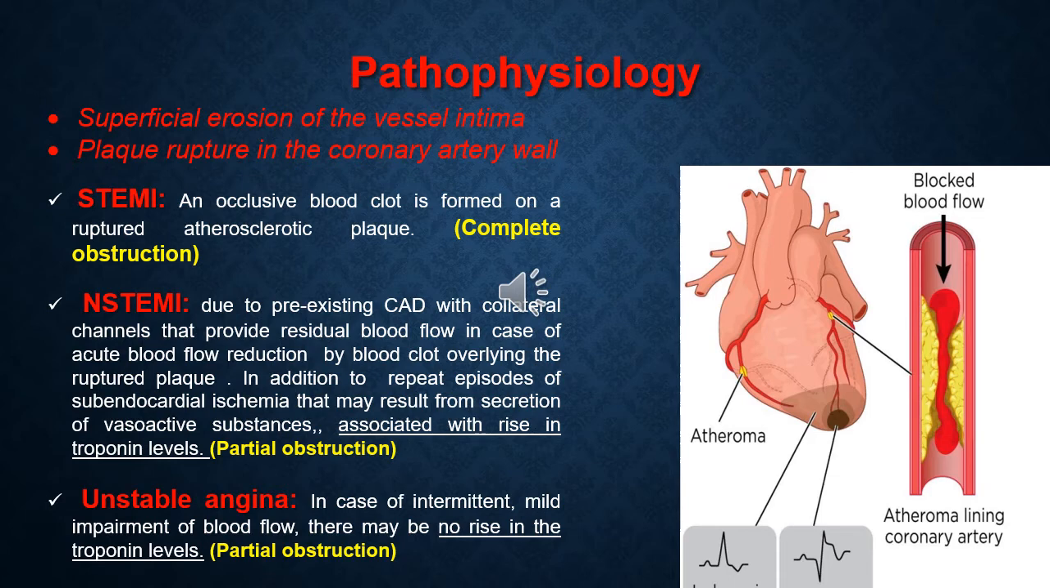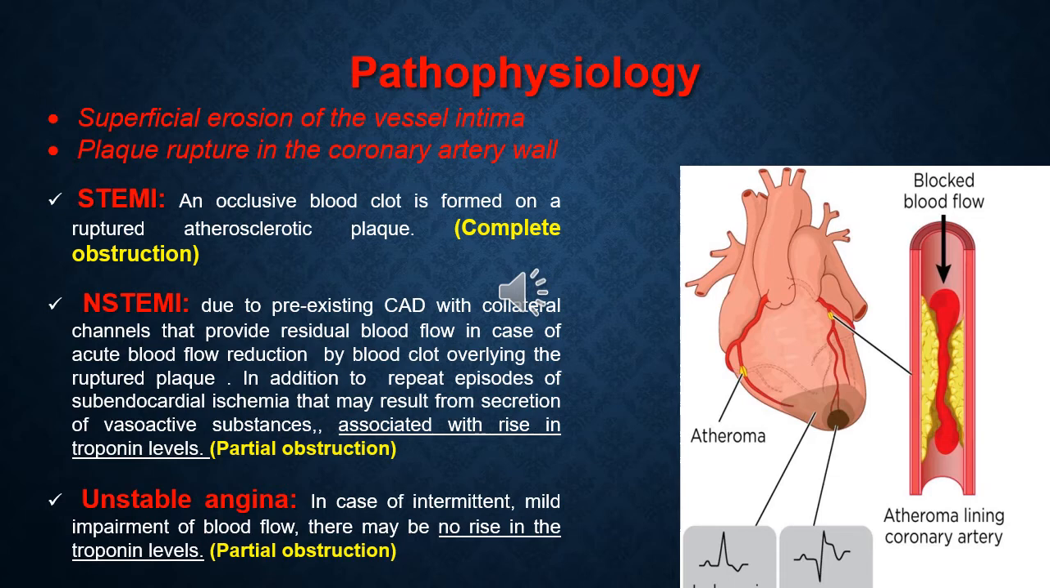Unstable angina is mild intermittent impairment of the blood flow and no rise in the biomarkers, troponin and CK-MB, because there is no necrosis. Because myocardial infarction equals necrosis. If the patient has unstable angina, still no necrosis, no elevation of the troponin. If the patient has non-ST elevation myocardial infarction, it is associated with a rise in the troponin due to myocardial necrosis. And in most of these cases, the patient has repeated episodes of subendocardial ischemia or has occlusion of the blood flow, but the patient has collateral flow which guards against complete obstruction.